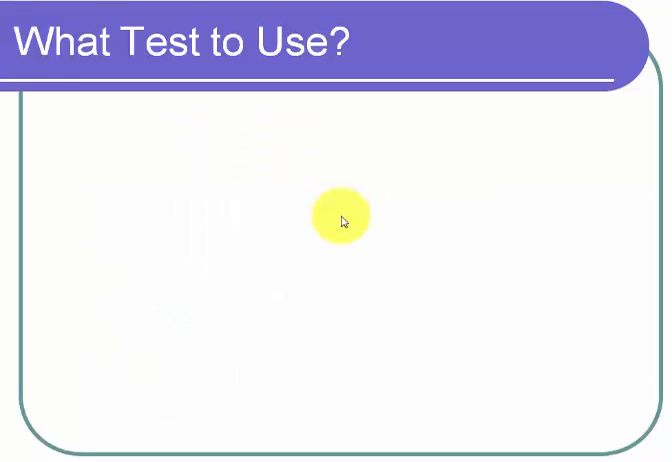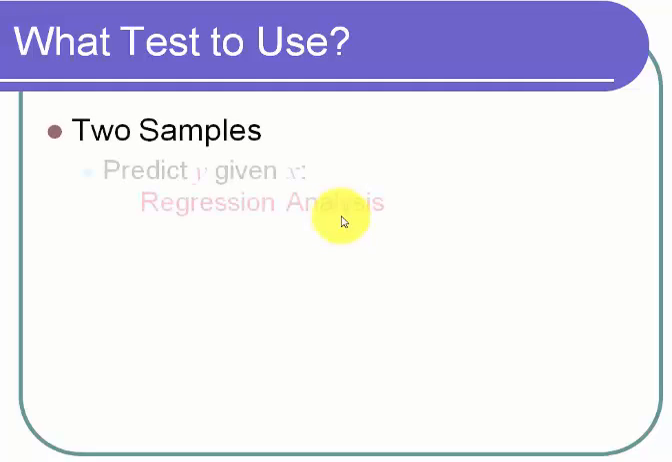What if there's 2 samples? So if there's 2 samples taken, well, if we want to predict y given x, that's regression analysis. And then if you remember, H naught was that the correlation was equal to 0, rho equals 0. And H1 was that rho was not equal to 0.